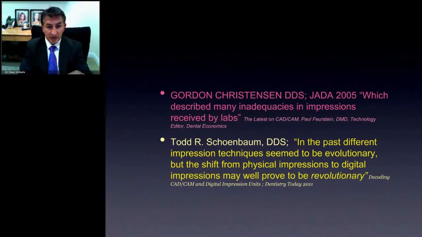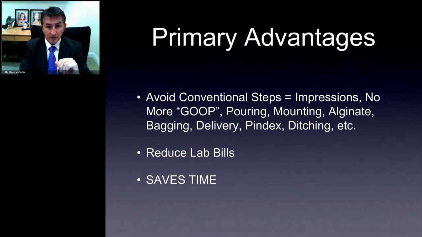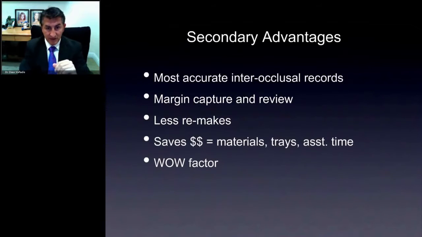Gordon Christensen and Todd Schonbaum have published different articles which show us the inadequacies received by the labs from the regular stone casts, and the shift to digital impression may be revolutionary, as Dr. Schonbaum explains. Primary advantages: avoiding the impression. That's always been a problem for the patient. The alginates, all that, the delivery, the pindexing, the ditching, reducing of the lab bills, and basically saving time.